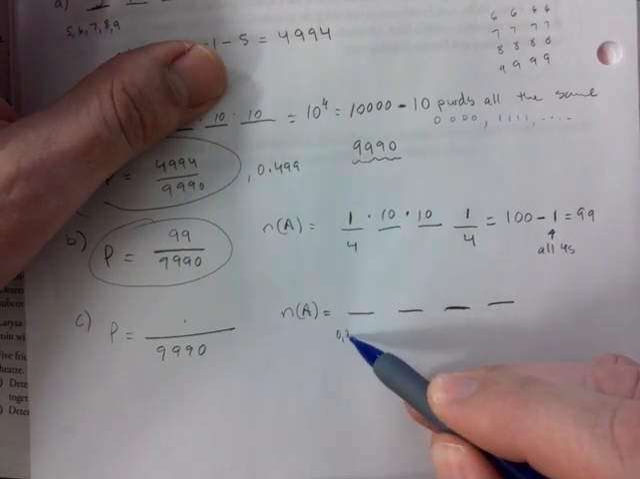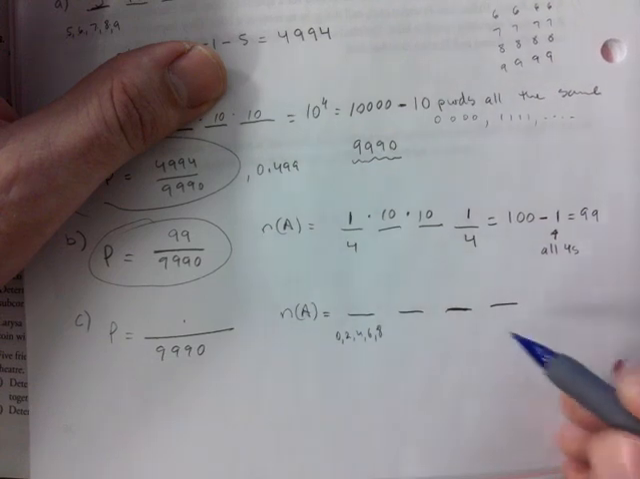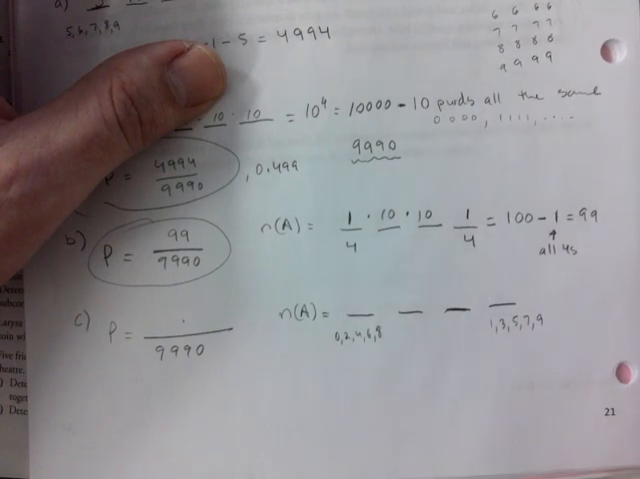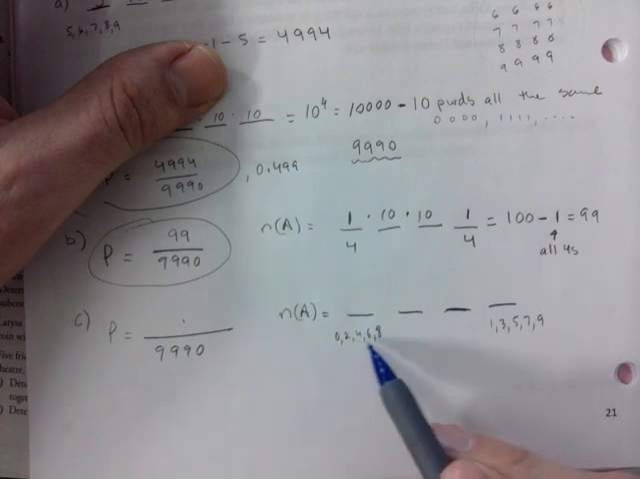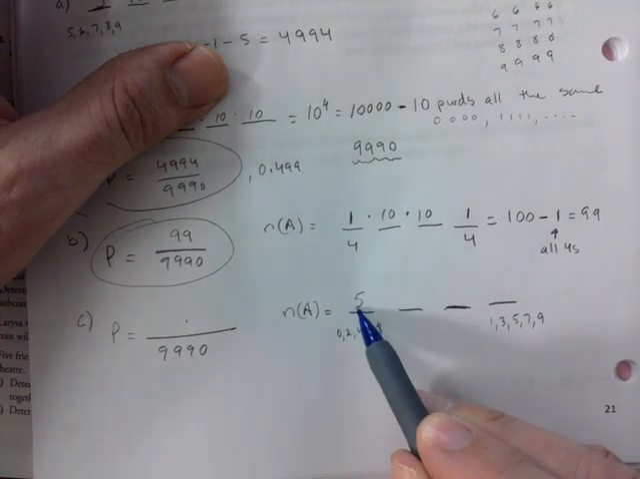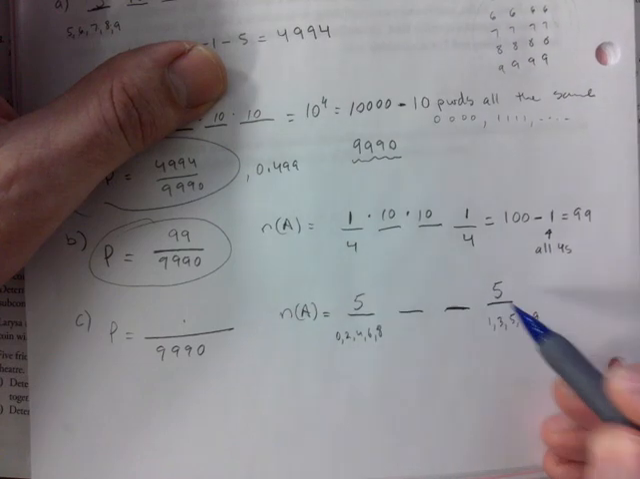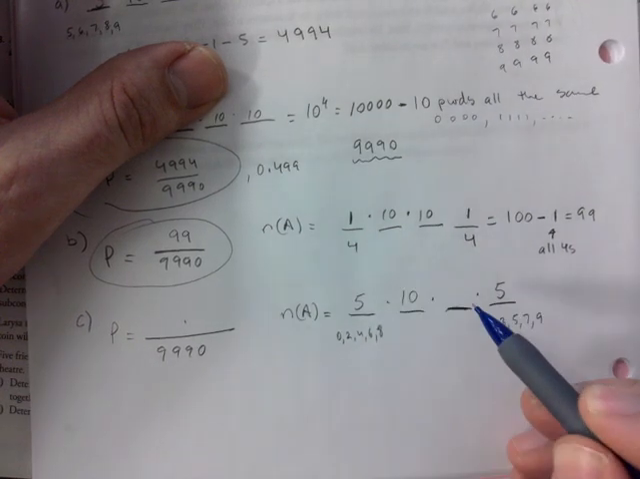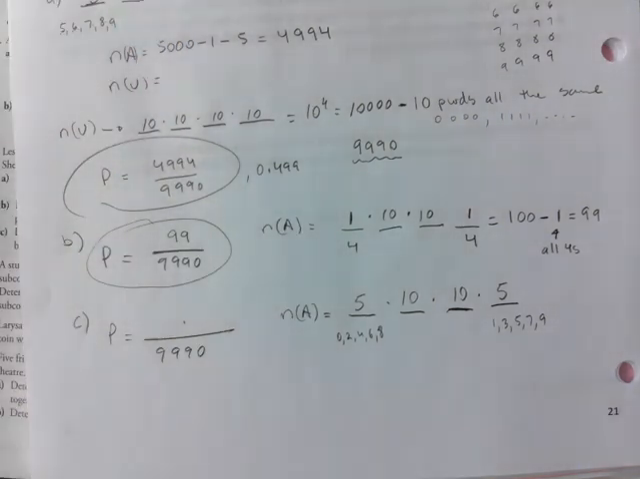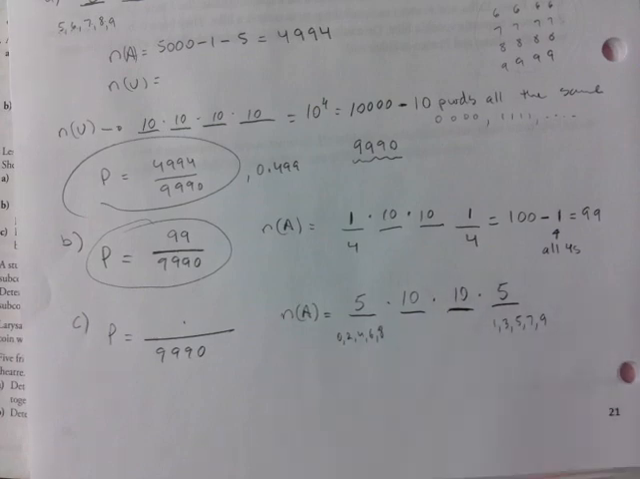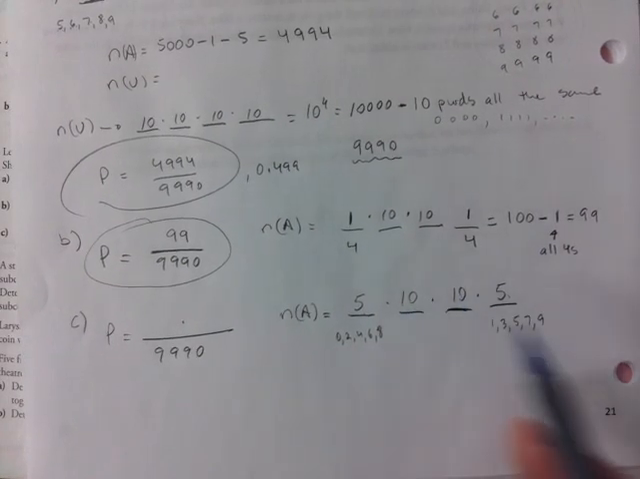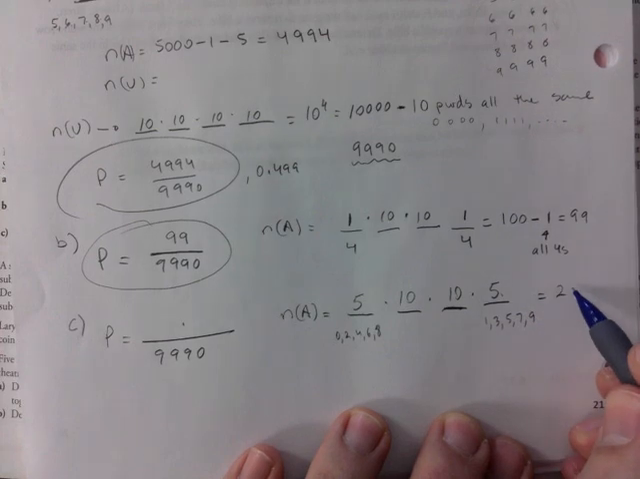First odd, so 1, 3, 5, 7, 9, and at the back will be even, so 0, 2, 4, 6, 8. You've got 5 options to start. You've got 5 options at the end, and everything in between is anything goes. 10 times 10. So 5 times 5 is 25, times 100 would be 2,500.